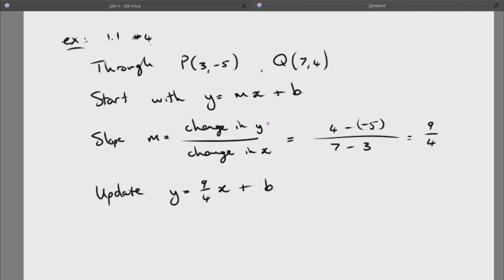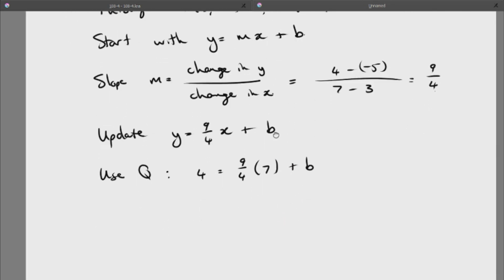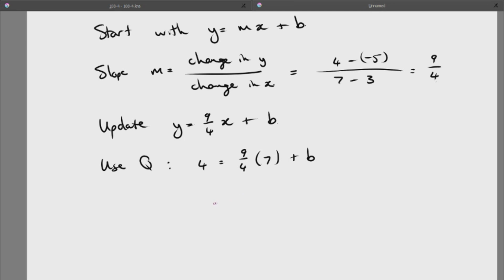Doesn't matter. Q, avoid negative numbers. I hear that. Use point Q, for example. You could use the other one as well. So 4 for y, 9 over 4 times 7 for x, plus b. Now the numbers aren't that nice, but it'll work. It doesn't always have to be nice, clean integers. So I simplify a little bit: 9 times 7, 63 over 4, plus b.